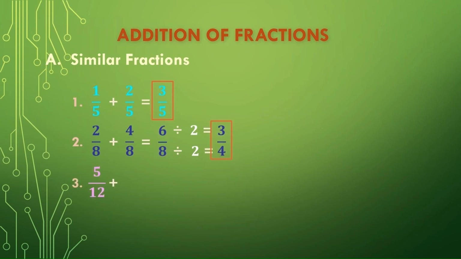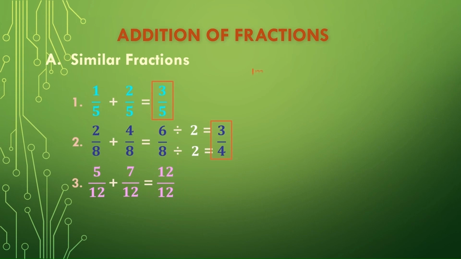Number 3, 5/12 plus 7/12. Since the denominators are the same, which is 12, we can now add the numerators. 5 plus 7 is equal to 12. Let's copy the common denominator, which is 12. The answer is 12/12, which is an improper fraction.